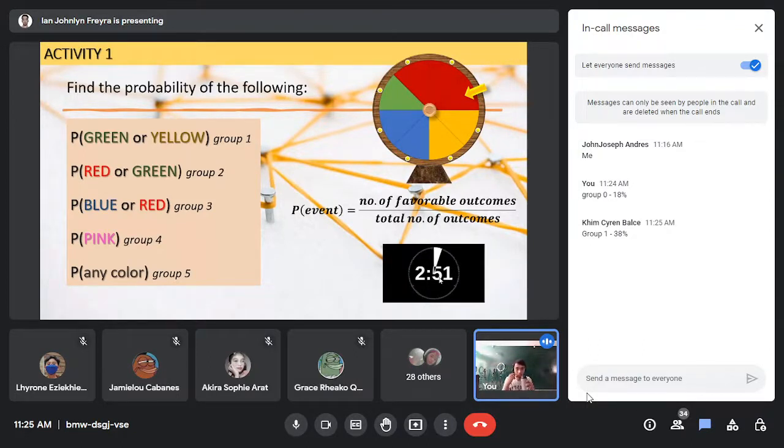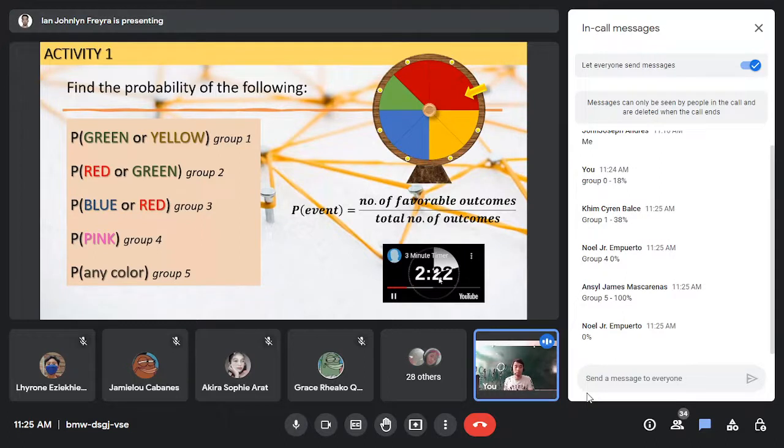May sagot agad yung group 1. 38. Group 4, 0%. Ano yan? 40%? Or group 4, 0%? 0. Ayan, mag-dash ka. Group 5, 100%. 0%. Group 4. Yeah. Sulat ko lang.